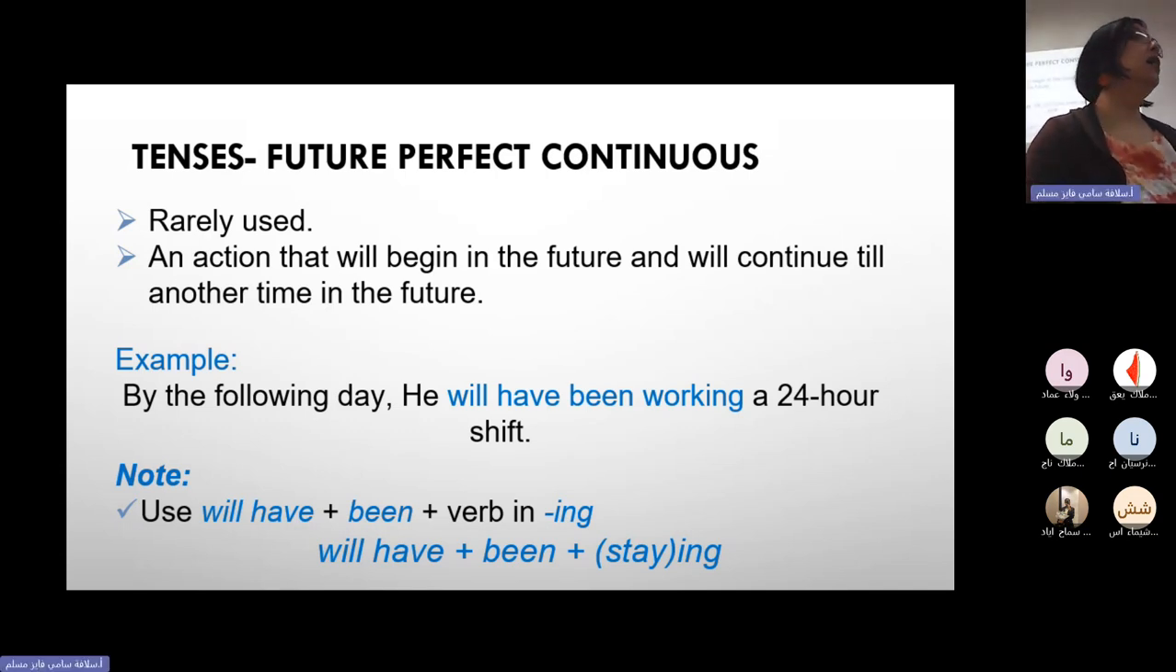These, you guys, are the rules. If you memorize these rules, you can write perfect English. And when you write perfect English, you can translate them into good Arabic sentences. Okay?